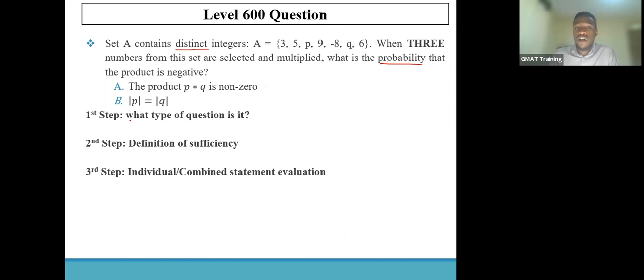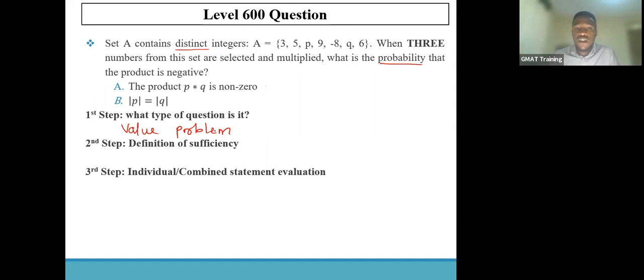It falls in the first step of handling a data sufficiency question, which is asking what type of question you are faced with. In this case, it's a probability question and it's a value problem. This means that we are required to find the value of the probability of the product being negative. Now that we know what we are required to do, we can move on to define sufficiency, which will tell us what we would be looking for in the statements to determine whether they are sufficient or not.